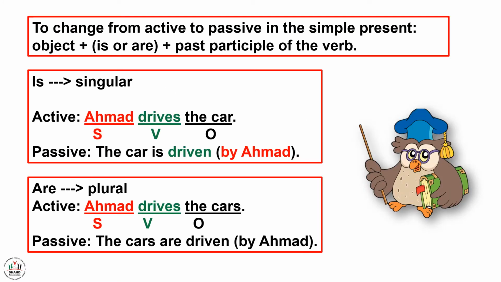To change from active to passive in the simple present, start with the object, then put is or are if the verb is in the present tense. Put the verb in the past participle. Then add the word by, and finally put the subject.